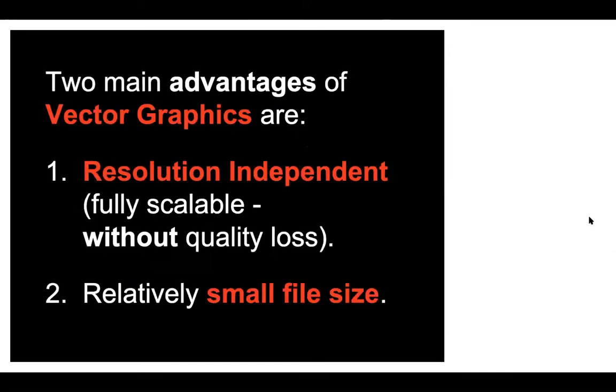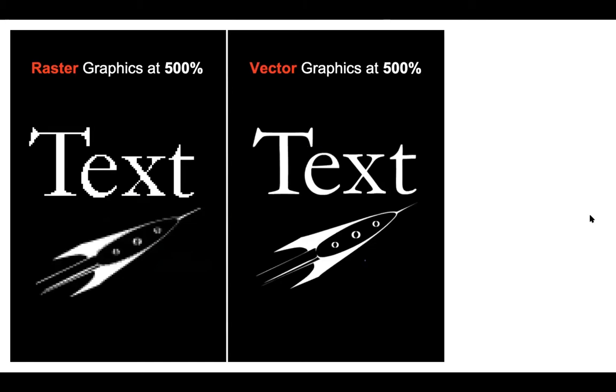The two main advantages of vector graphics are that resolution is independent, it's fully scalable without quality loss, and they are relatively small file sizes. So here on the left, you see this raster graphic at 500%, whereas you see the vector graphic at 500%. If you were going to print one of these, I can only assume that most of you would choose the vector graphic on the right-hand side.